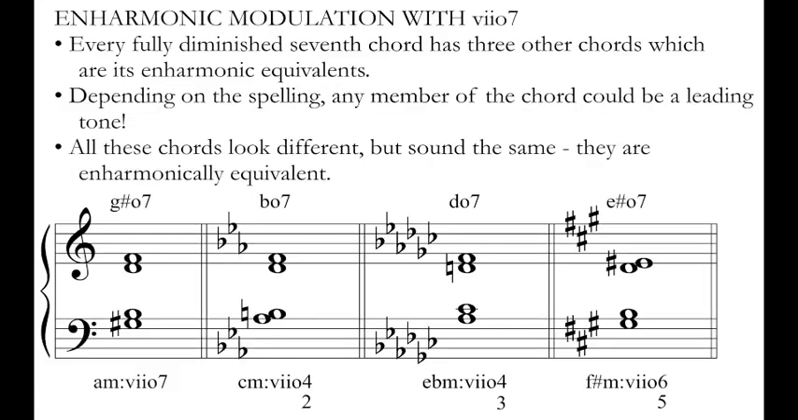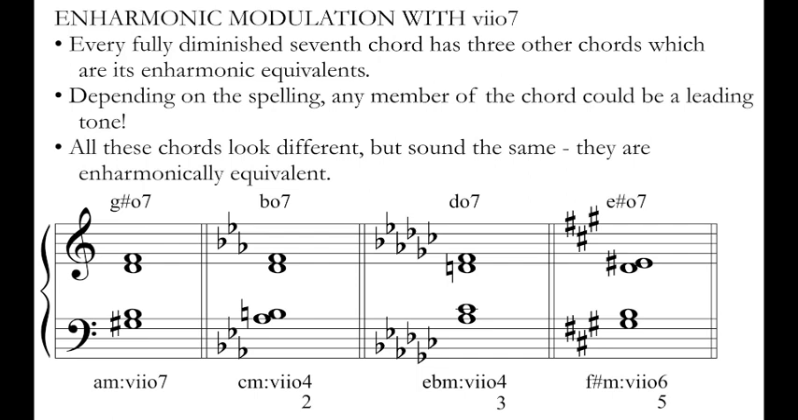We have other chords that we can use to accomplish enharmonic modulations as well. The other chord that we use most frequently is the 7 fully diminished seventh chord. Every fully diminished seventh chord has 3 other chords which are its enharmonic equivalents. Let's take a look at the chords I've given you here as an example. Each of them looks different, but each of them actually sounds the same.